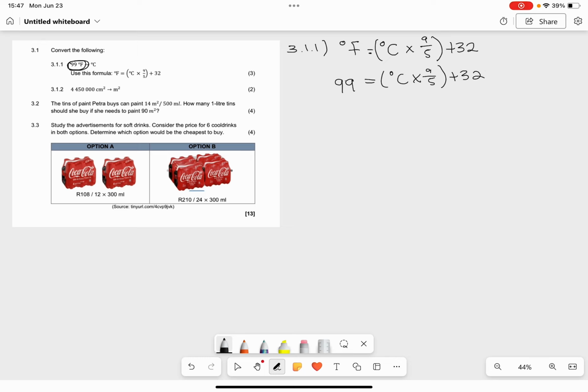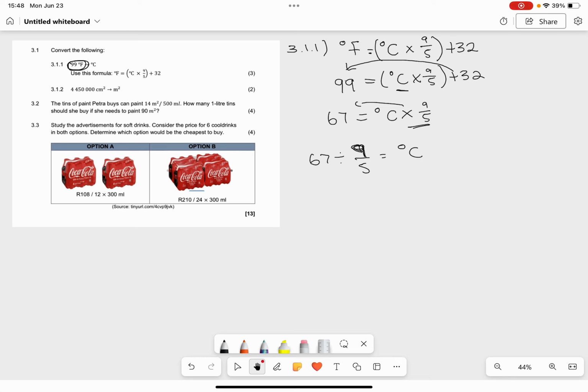Then we're going to solve for x. You're going to start by taking the 32 over. We're going to solve for degrees Celsius. We're going to take the 32 over. It becomes minus. 99 minus 32 is going to be 67, which is equal to degrees Celsius times 9/5. Then, if it's multiplied on this side, when I take it over, it becomes divide. So I have 67 divided by 9/5 is equal to degrees Celsius. That's supposed to be a 9.